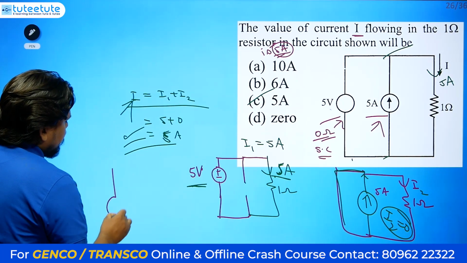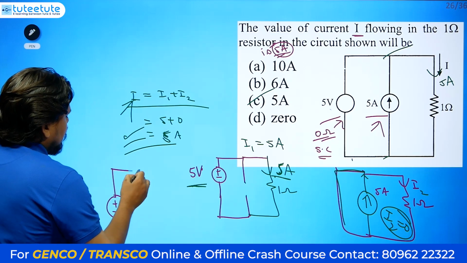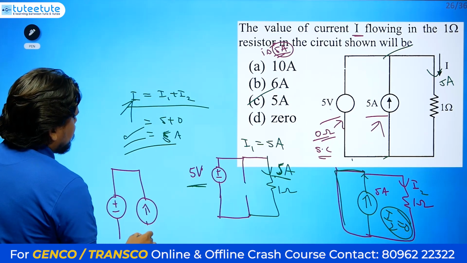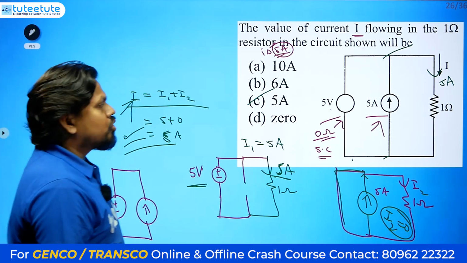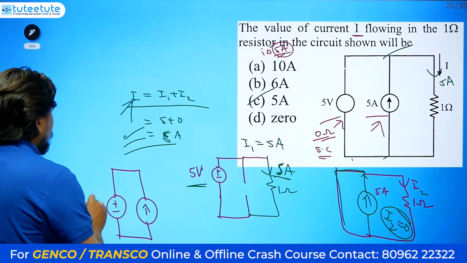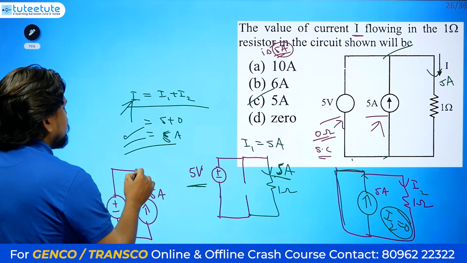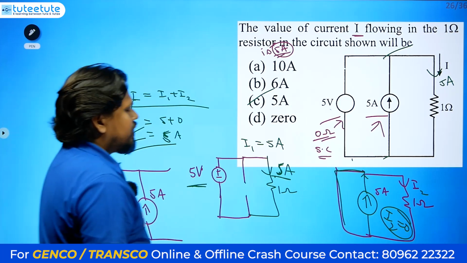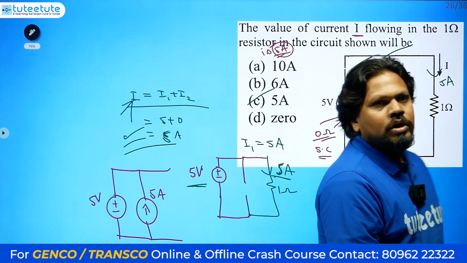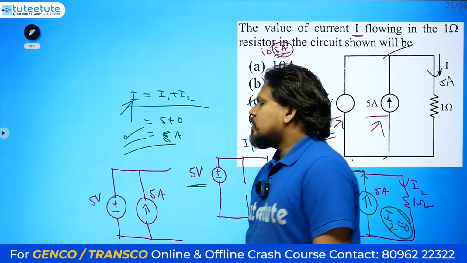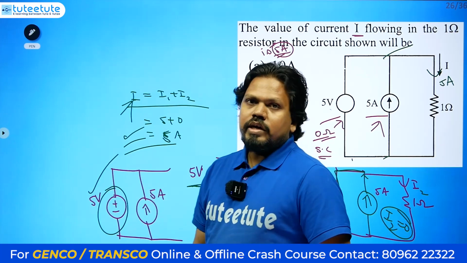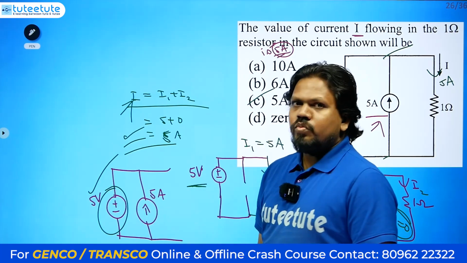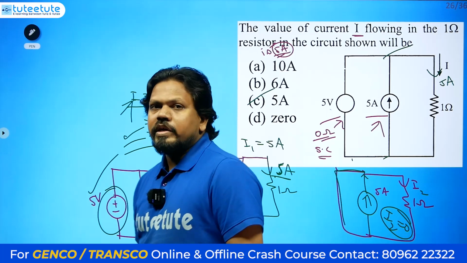Whenever a voltage source and current source are connected in parallel, forget about values, it may be 5 volts and 5 amperes. Whenever two sources, one current source and one voltage source, are connected in parallel, which will be dominating? The voltage source will dominate. We need to understand that. We can connect like this, there is no problem. The voltage source will be dominating in performance.